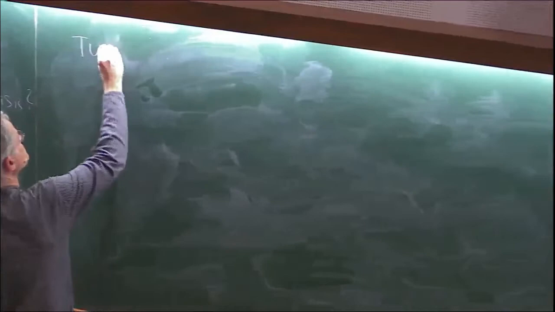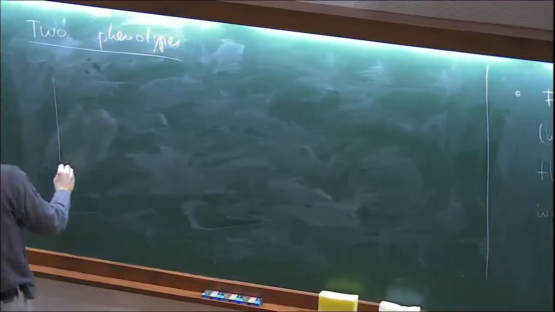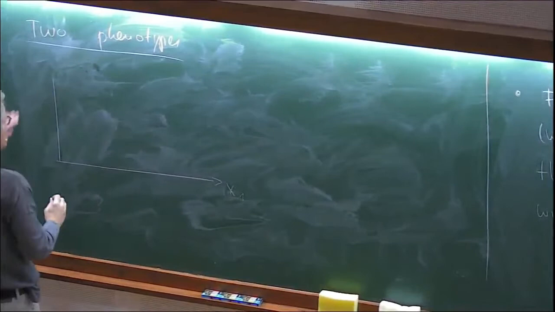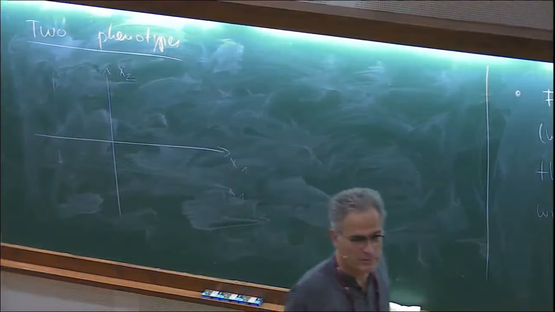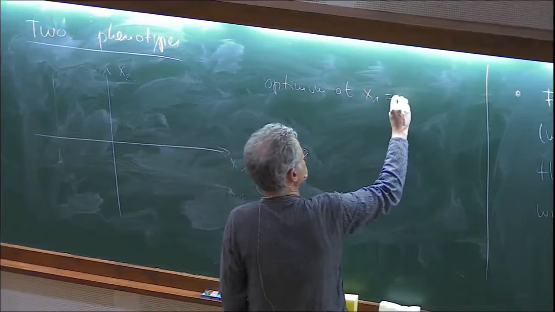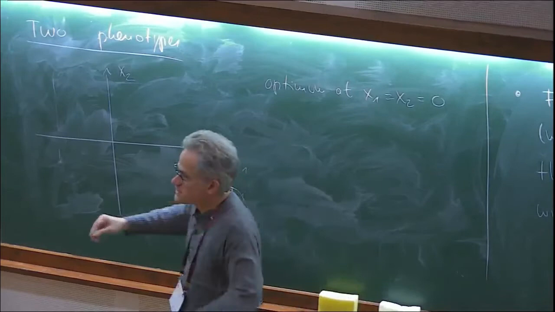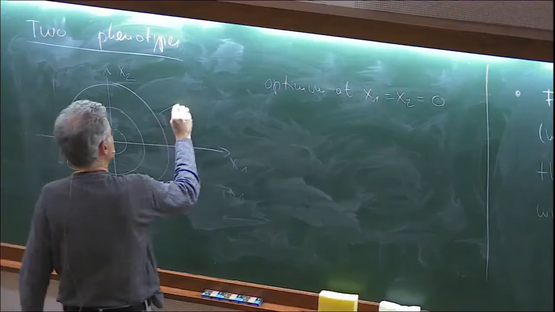Okay, so let's suppose there are two phenotypes, for example for a protein, activity and stability, or something else. So now I have two axes, x1 and x2. I'm again going to assume that there is an optimum, and I'll choose my axes in such a way that the optimum is at 0. So here is where the fitness is largest, and as I go away from this optimum, fitness decreases, right? So there's a peak. And if I draw lines of constant fitness, they will look like this. So these are lines of constant fitness.